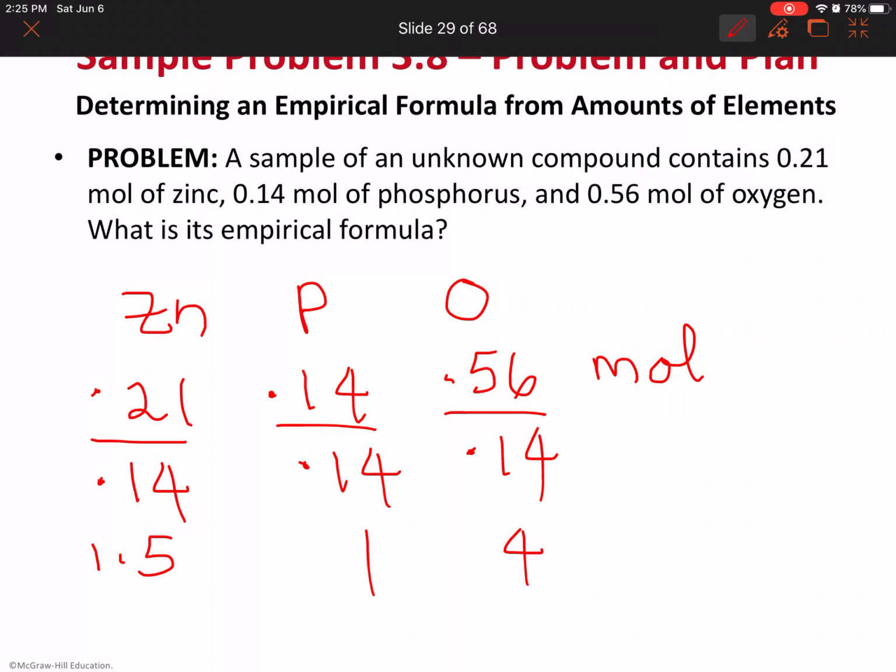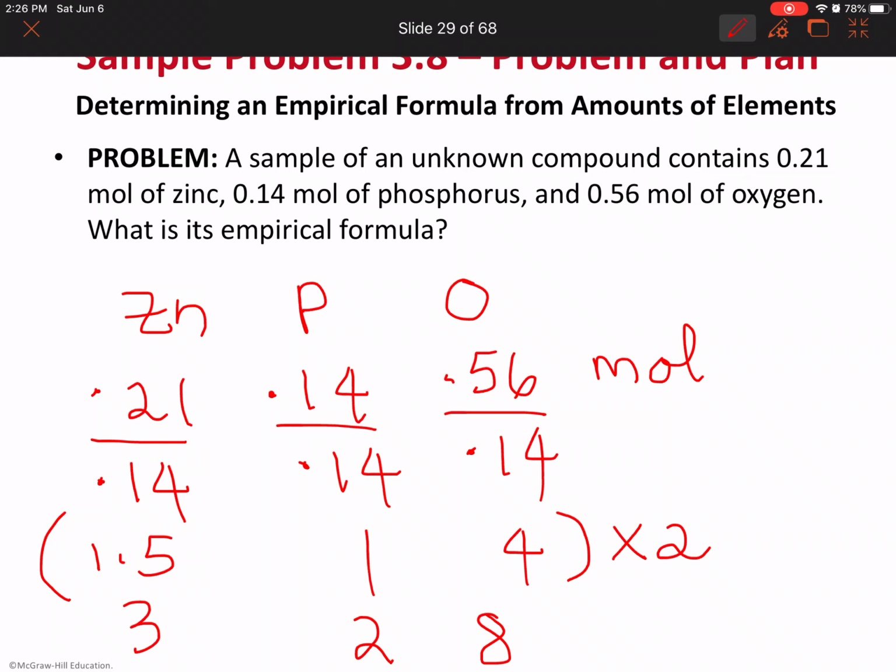So what you're going to do if you are in a situation like that, you're going to multiply the whole thing by a number that would give it a whole number. What's the best number that we can multiply all of these 3 moles? 2, right? So 2 times 1.5 is 3, 2, 8. Now we have the smallest whole number ratio, zinc 3, P2O8.